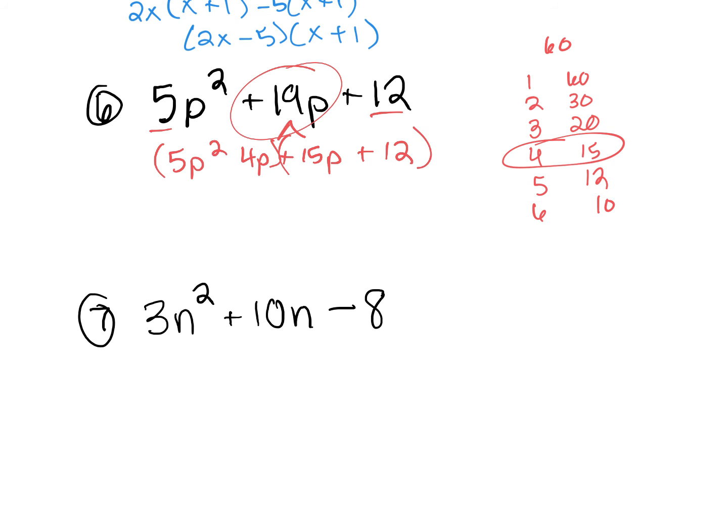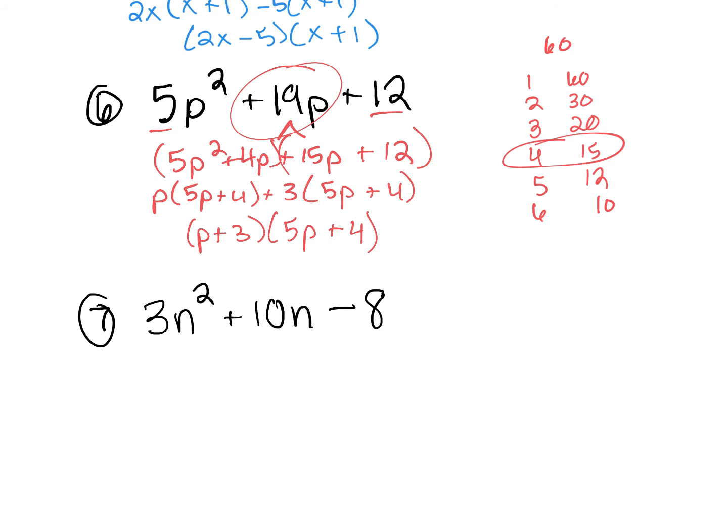Group. So then I can take out a p here, leaving me with 5p plus 4. I can take out a 3 here, leaving me with 5p plus 4. Then I get p plus 3 and 5p plus 4.